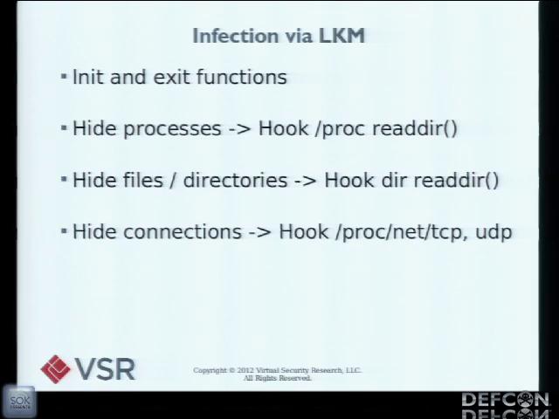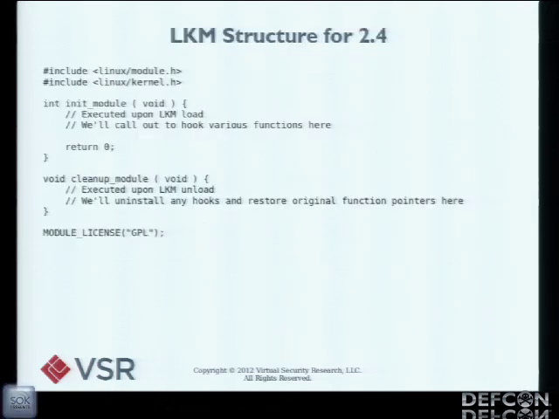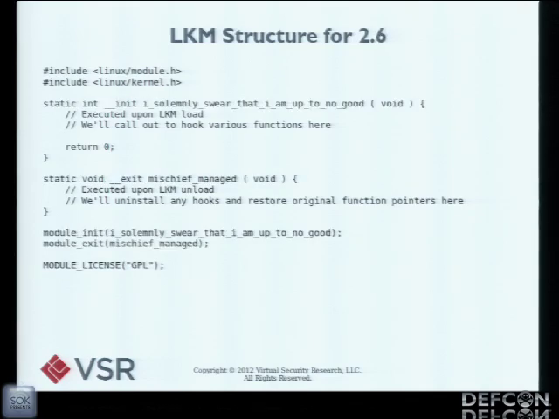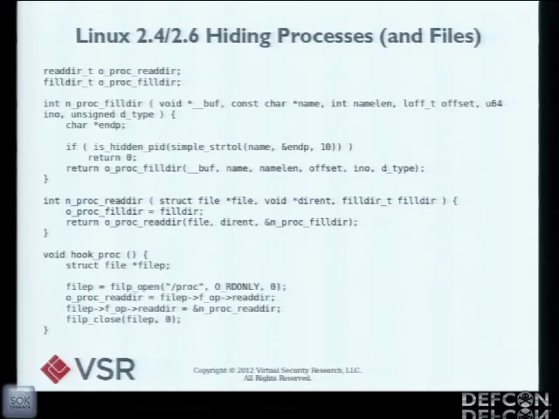You need an init and exit function that runs on install and uninstall. If we want to hide processes, we simply hook the read directory function that's associated with the /proc directory. Every process running on the system is represented by a directory in /proc with the PID as the name. If we want to hide files and directories, we simply hook the read directory function associated with the folder that it's in. And if we want to hide connections, we simply hook the output functions associated with procnet TCP and UDP.